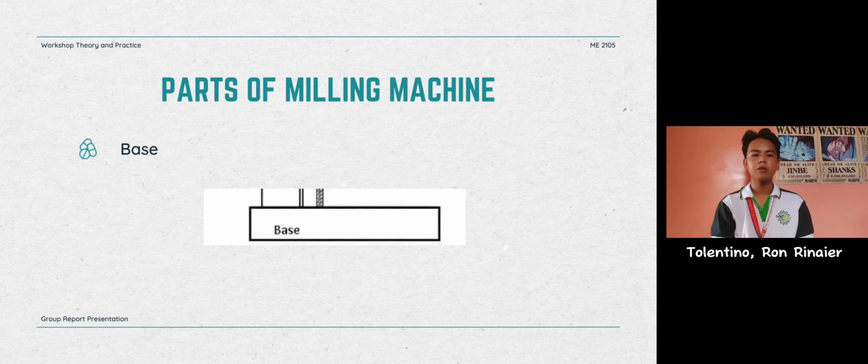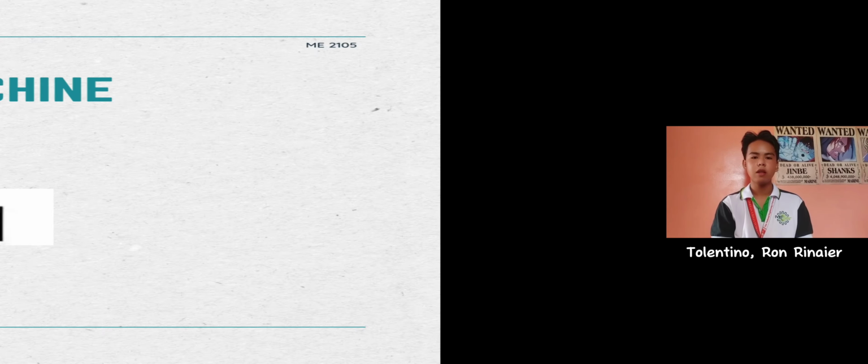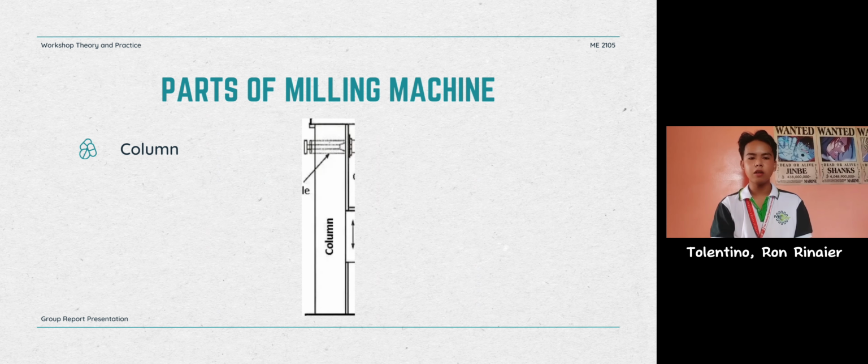What are the major parts of a milling machine? The base of a milling machine is the foundation, providing stability and support for all other components. It is typically made of cast iron or welded steel and houses the other machine components. The column, a vertical structure, supports the knee and other major components, providing rigidity and alignment.